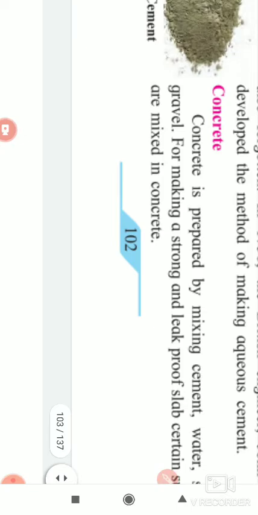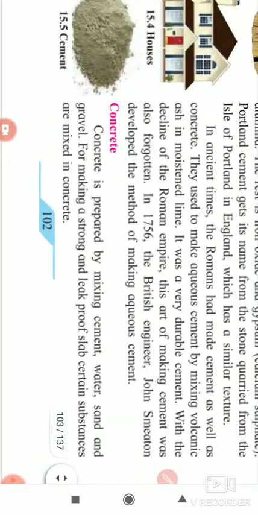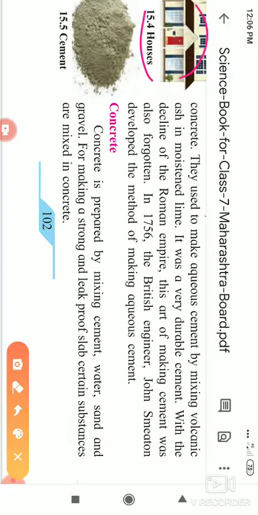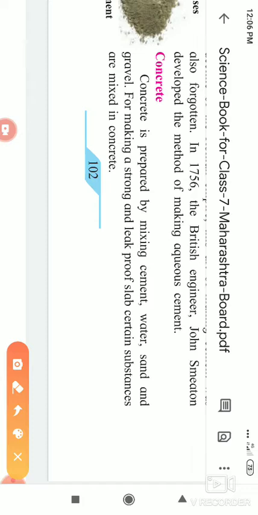Next it is the concrete. These houses are called cement concrete houses. Concrete is produced by mixing cement, water, sand and gravels, small pebbles or small stones, crushed stones.